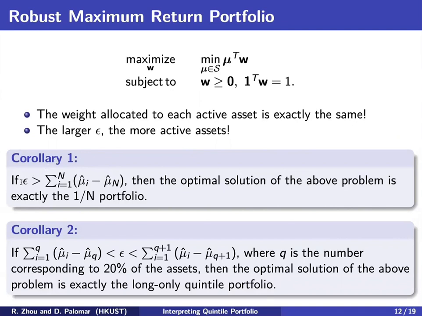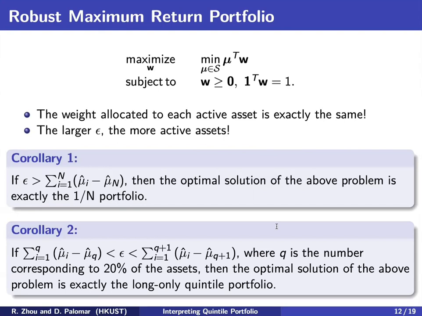If the estimation error is larger than a threshold, then the optimal solution of the above problem is exactly the 1 over n portfolio. And if the estimation error is not too large and is bounded by some numbers, then we can get the long-only quintile portfolio. So for now, we have already shown how to derive the 1 over n and quintile portfolios from the robust maximal return portfolio.